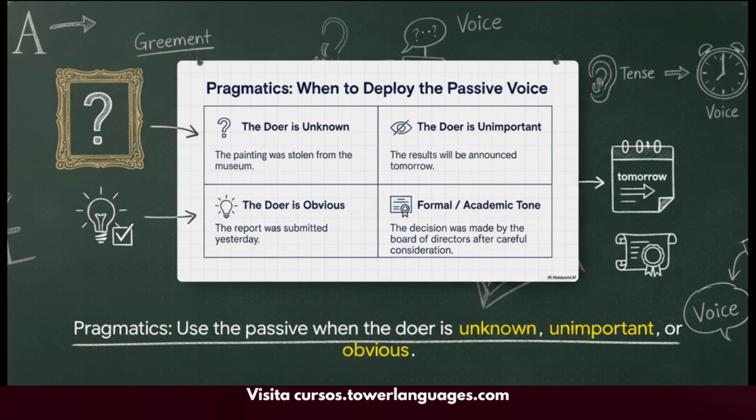And boom! Here are the answers. This slide gives you 4 crystal clear, practical reasons. You use the passive when you don't know who did it. The painting was stolen. Who stole it? No idea. Or when it just doesn't matter who did it. Like, the results will be announced tomorrow. We don't care who announces them, we just want the results. See how this changes everything? The passive voice stops being a dry grammar rule and becomes a strategic choice you make as a communicator.